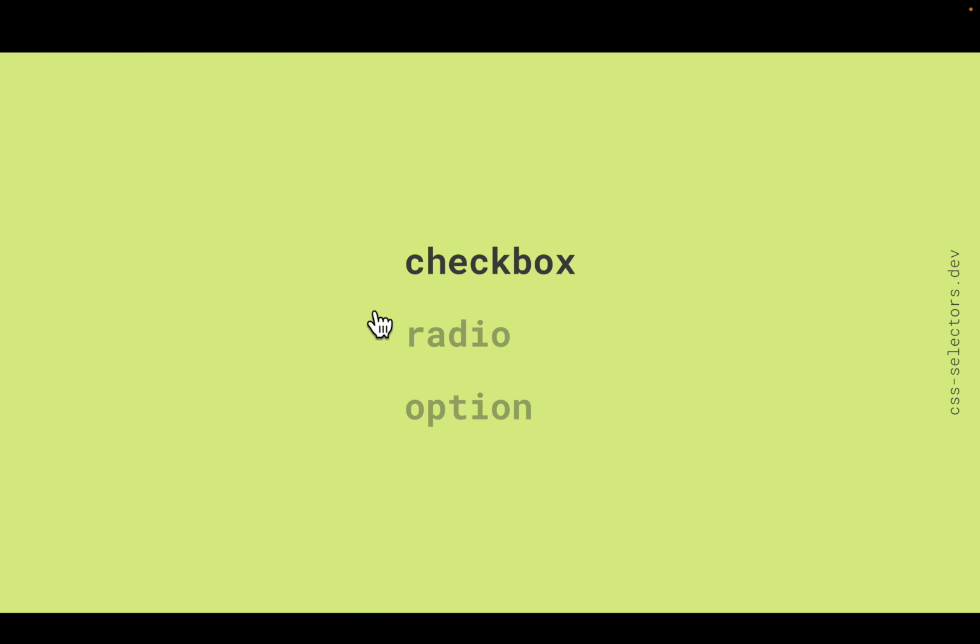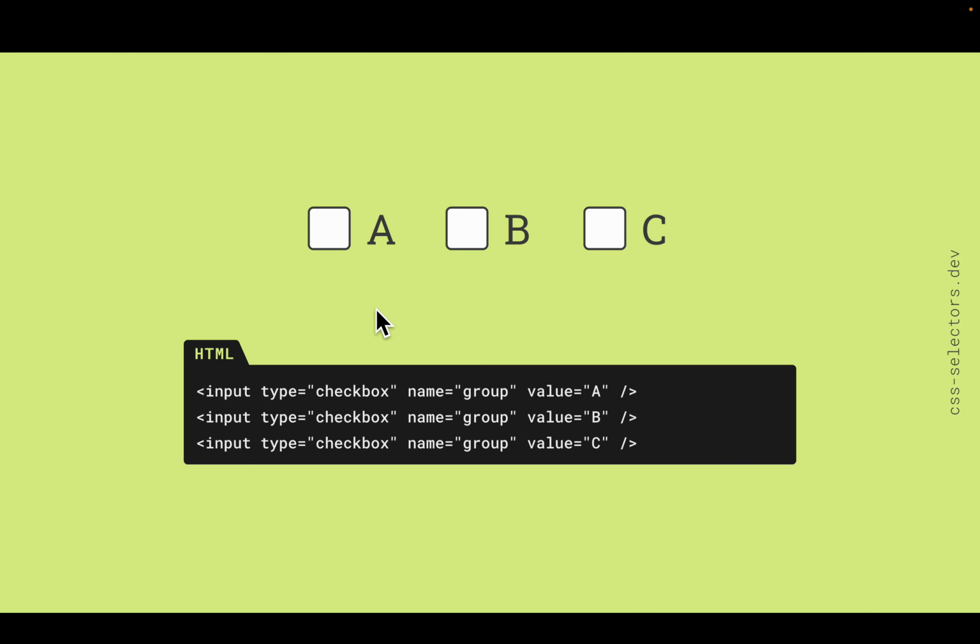Let's start with the checkbox. Here we have three checkboxes, A, B, and C. The HTML code looks like this, so we have three checkboxes and they are under the same group. To make the checkbox checked initially, we need to add the checked attribute to the input element. But none of the checkboxes have the checked attribute, so no checkbox is checked.